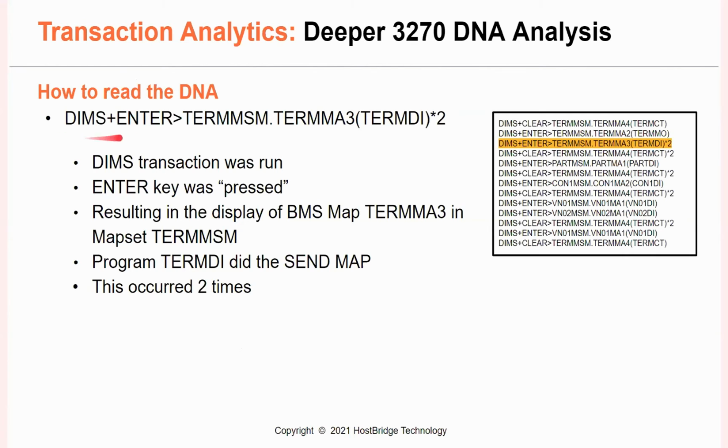So if you were to look at that right now, what we know about each one of these interactions is a lot. For example, in that highlighted line right there, we know that the DIMS transaction was run, the enter key was pressed, the resulting output map that was sent was something called term MA3 and a map set term MSM, and that send map operation was performed by a program term DI, and that *2 means that it happened twice in a row as part of this robotic sequence.